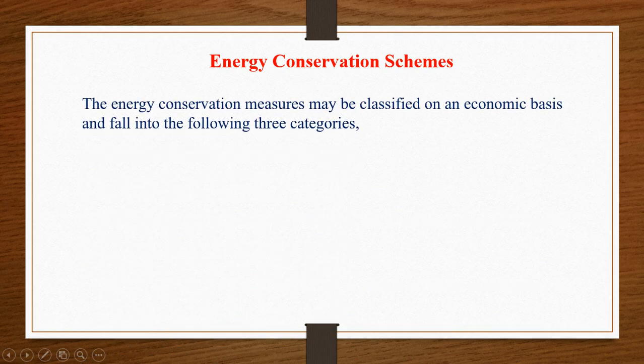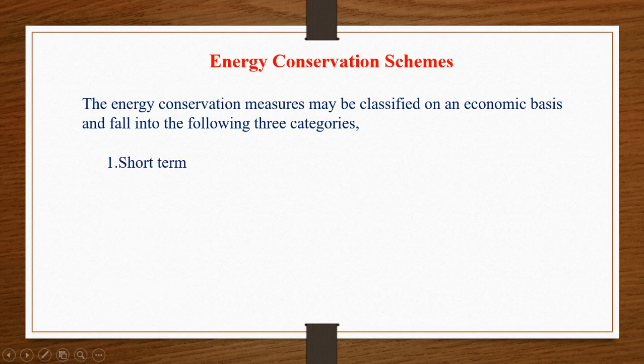So how are these energy conservation measures classified on an economic basis? On economic basis means how much cost you can save, how much money you can save using a scheme. Based on that, these are divided into three categories. Suppose if you can save a minimum of 5 to 10%, then it comes under short-term energy conservation measure. And suppose if you can save 10 to 15%, then that will come under long-term energy conservation scheme.